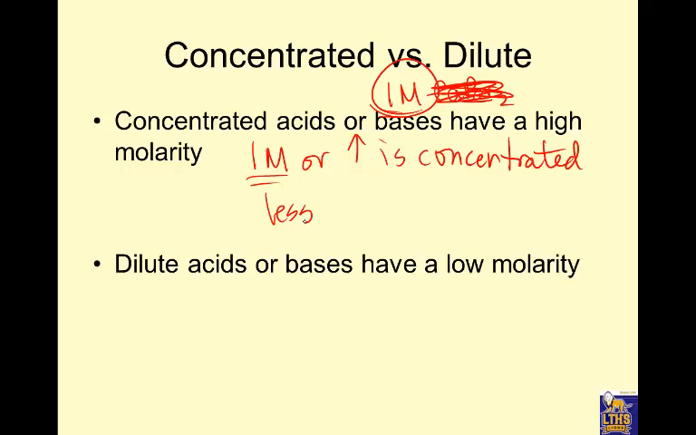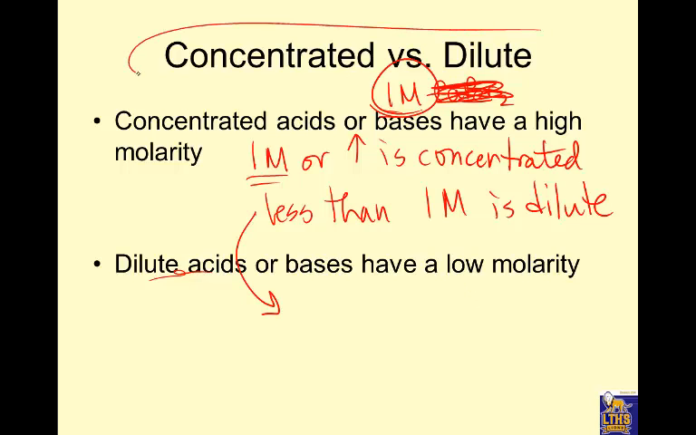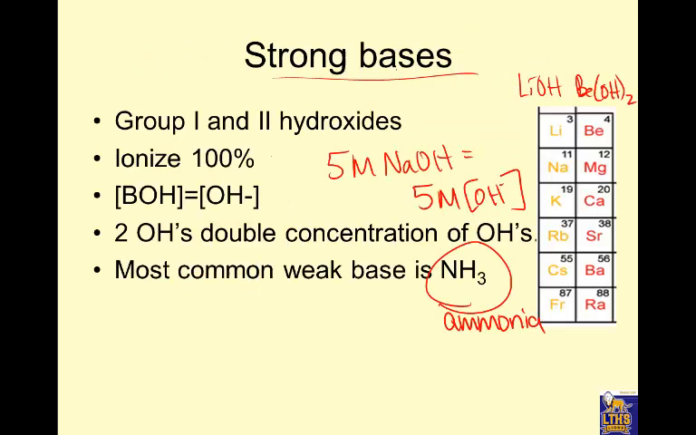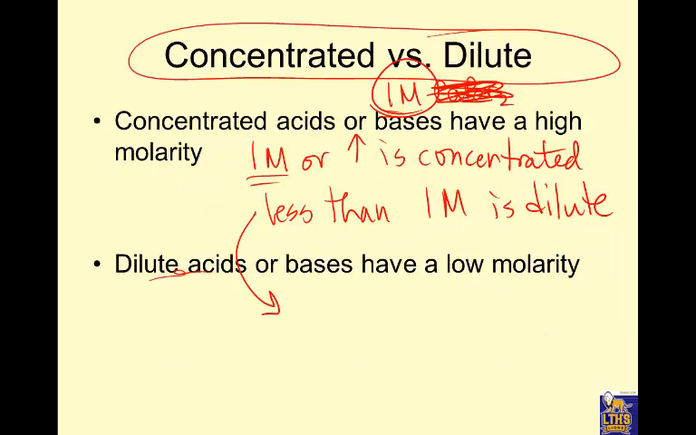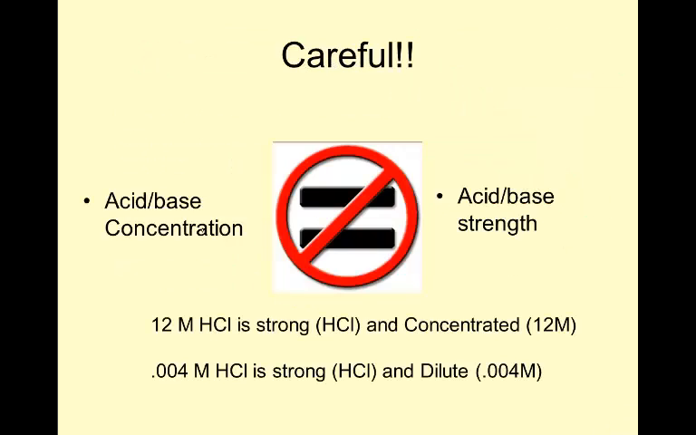Okay, less than 1 molar is going to be dilute. Okay, so dilute or concentrated has to do with the molarity of the acid or base. Dilute acids or bases have a low molarity. Less than 1 molar is dilute. Concentrated is 1 molar or higher. So molarity is the concentration. If there's a high molarity, it's concentrated, and low molarity, dilute. That is totally different than strength, because strength has to do with how much it ionizes. Okay, so be careful. Acid-base concentration is not equal to acid-base strength.